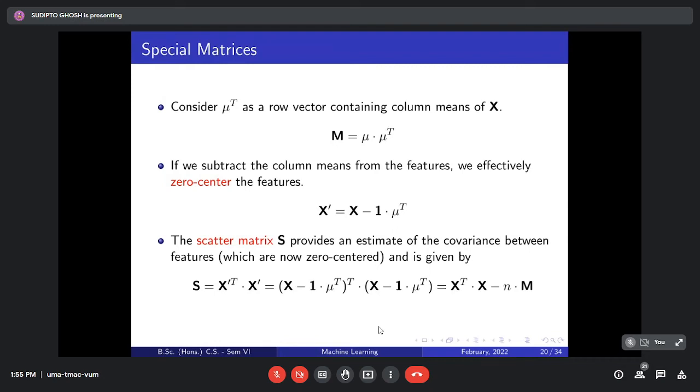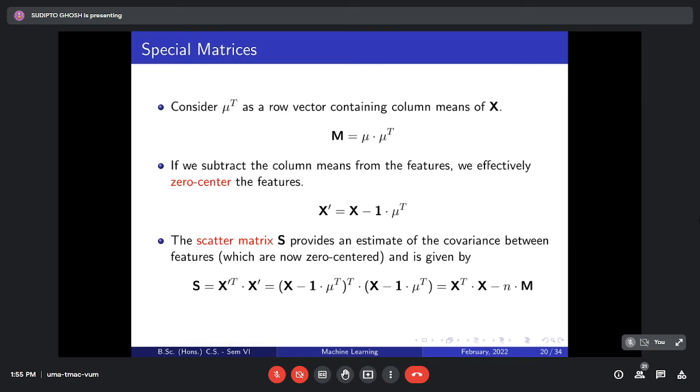Then we can say that the square of all the means is a capital M matrix that we can denote as mu times mu transpose. Why? Because again, I am saying that mu transpose is a row vector, so the mu transpose transpose is mu itself. So mu times mu transpose will be the square of all the column means. So that is the matrix M.